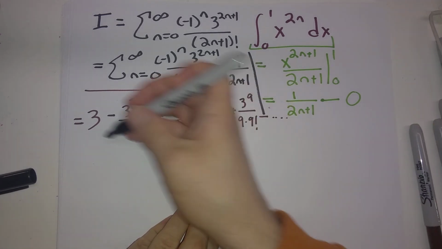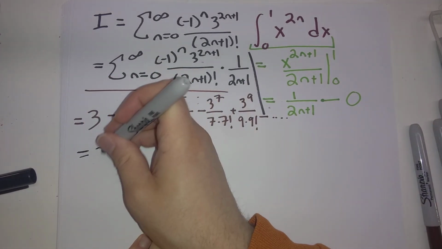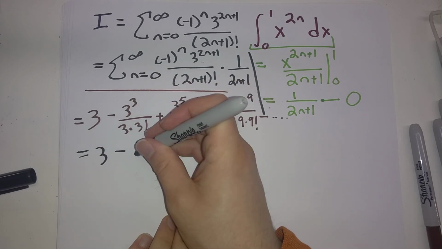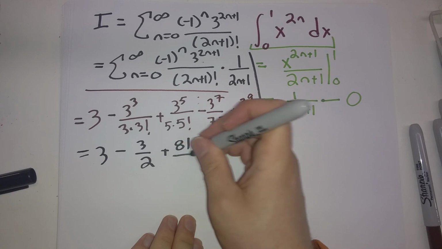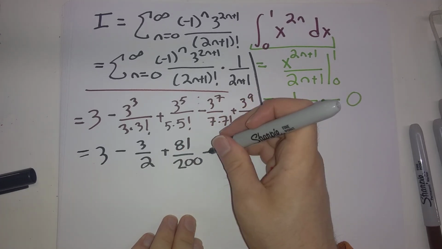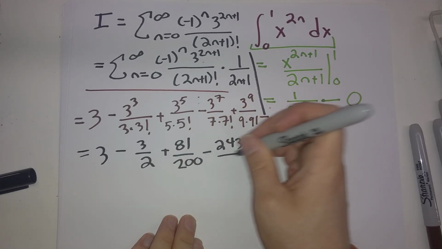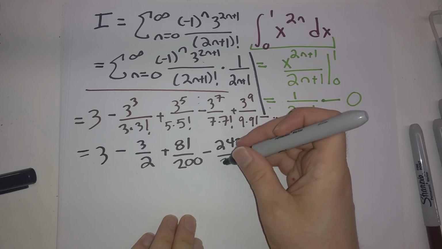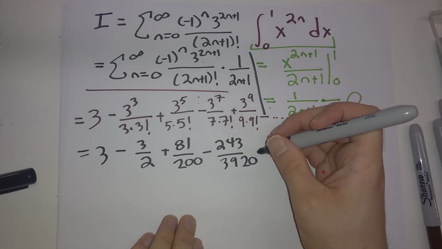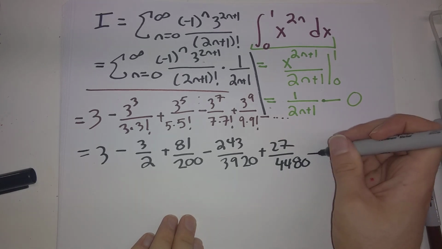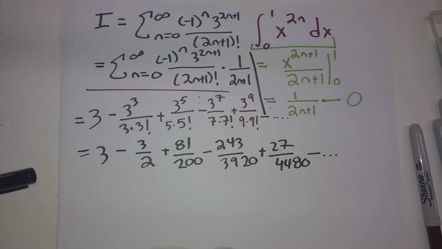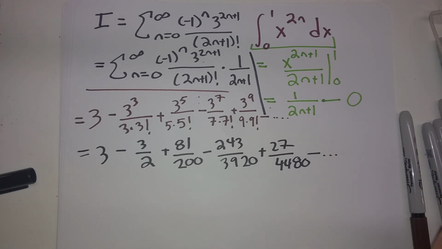Now if you punch all this into a calculator, what do you end up with? 3 minus 3 halves. I'm doing lots of simplification here; I wrote this out ahead of time. Plus 81 divided by 200 minus 243 divided by 3920 plus 27 divided by 4480 minus dot dot dot. Okay, so these are the first several terms here.